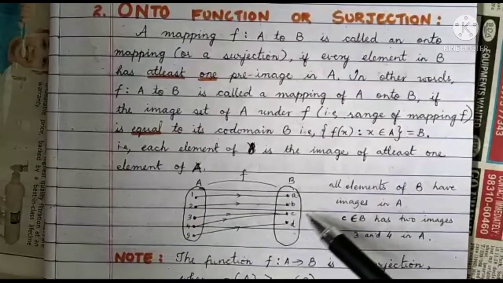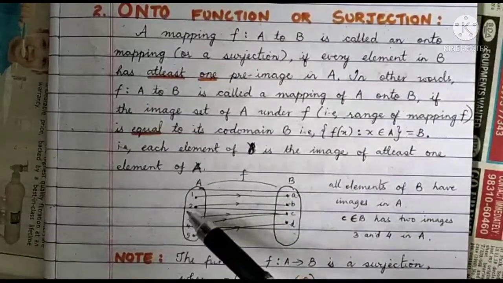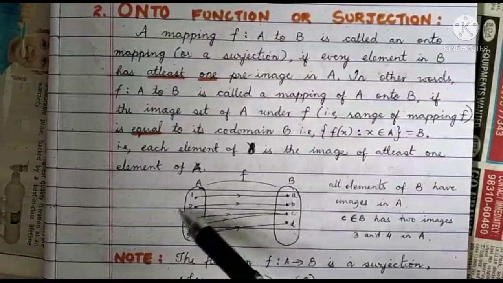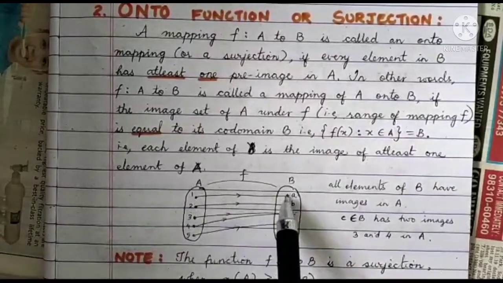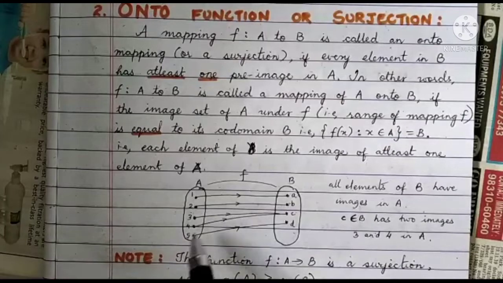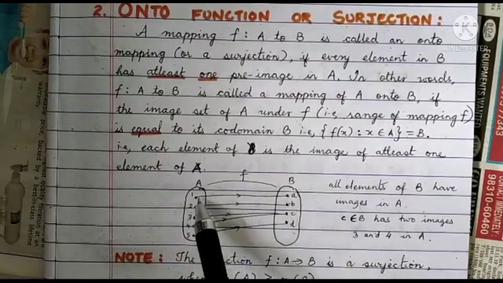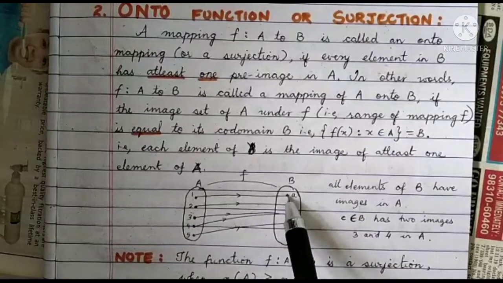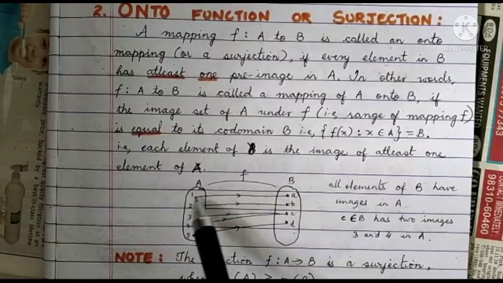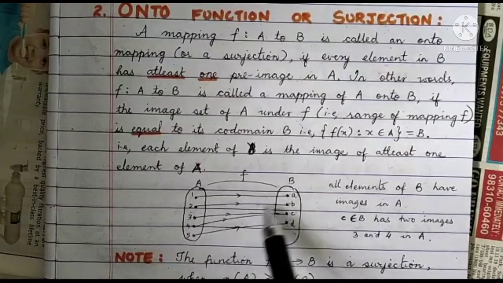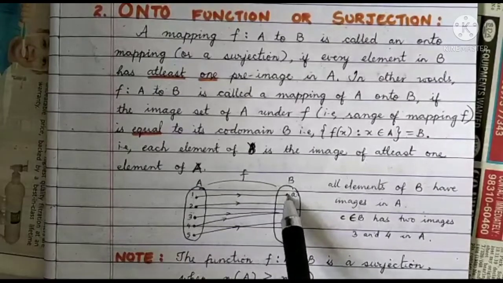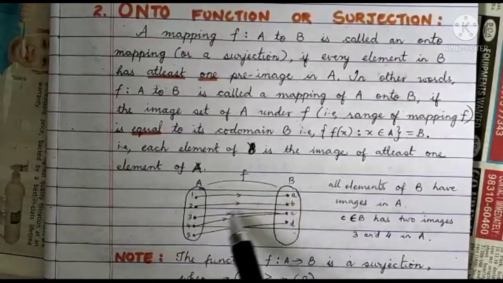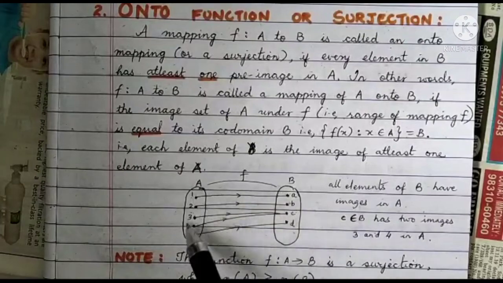This side's elements are called images of A. This side's elements are called pre-images of B. Correct? So this is the pre-image side. So elements of B should have at least one pre-image. At least one means one or more than one. That means the elements in B can have more than one pre-image in A. Understanding?